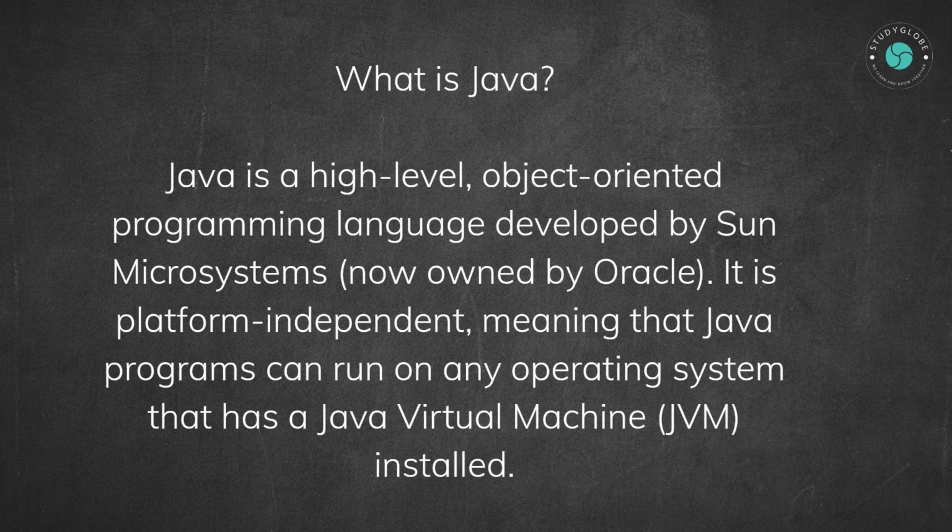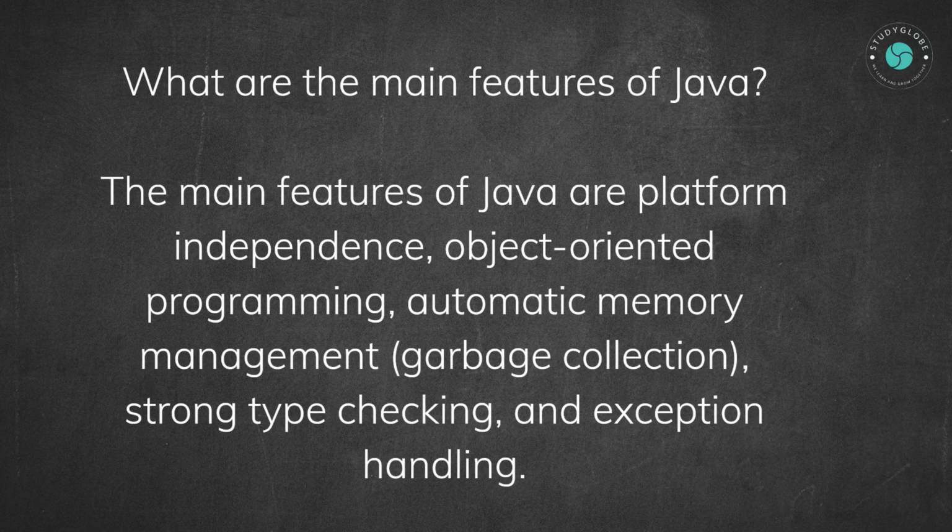What is Java? Java is a high-level, object-oriented programming language developed by Sun Microsystems, now owned by Oracle. It is platform-independent, meaning that Java programs can run on any operating system that has a Java Virtual Machine (JVM) installed.